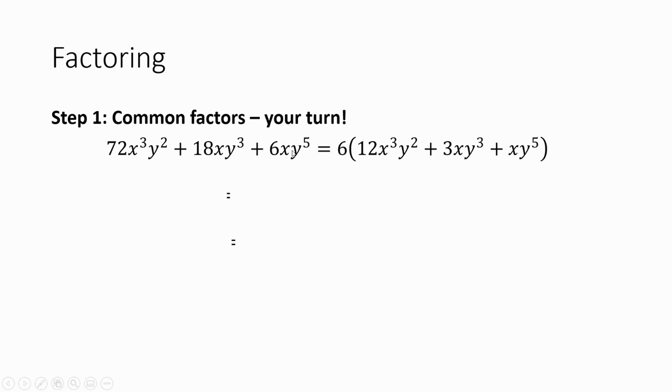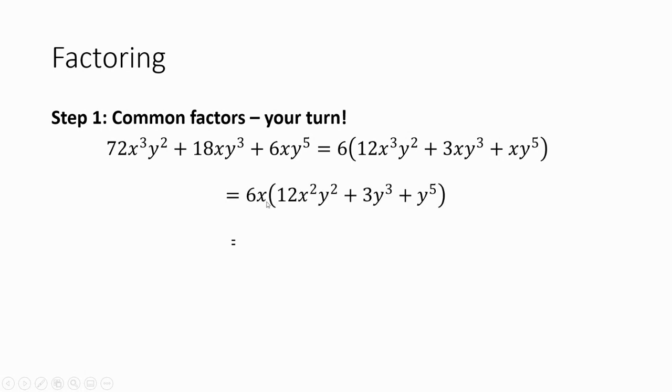So if we pull out the number 6, 12x cubed y squared plus 3xy cubed plus xy to the 5. I'm not touching the letter part at all. I was just pulling out the numbers. We'll now look at x. There's x cubed here, x to 1 here, and x to the 1 here. So the most we can pull out is a single x as a factor from that.